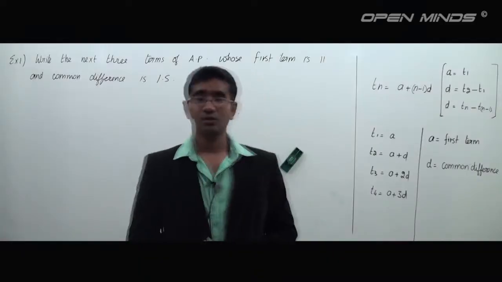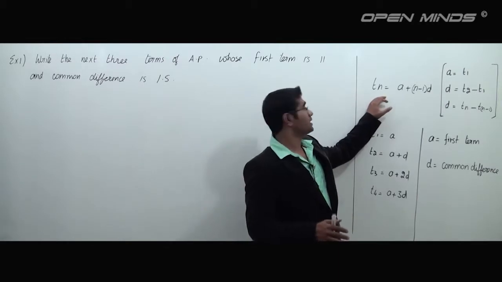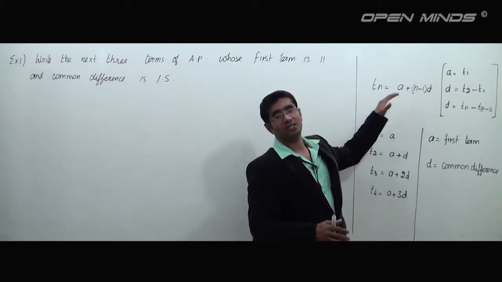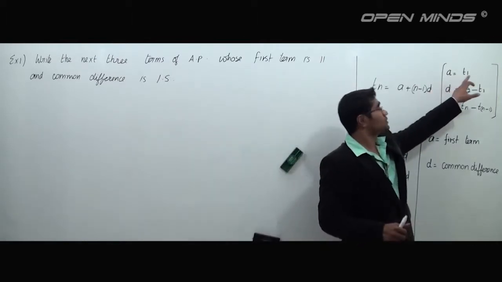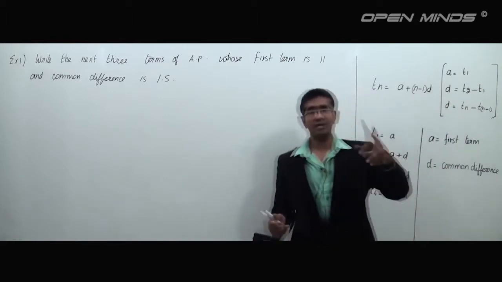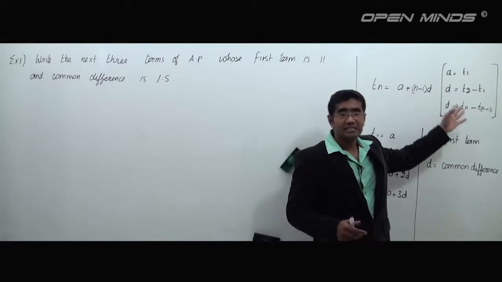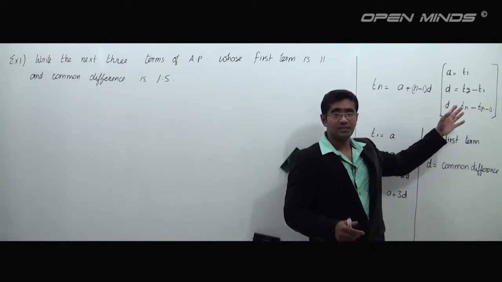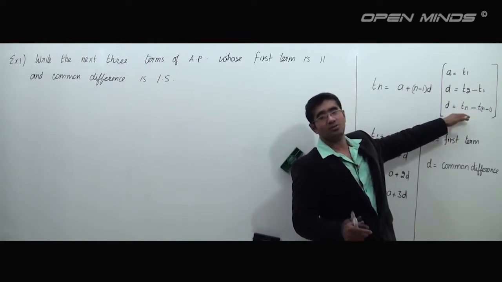Well guys, in the previous video we answered that Tn, the nth term of an AP, can be given as a plus (n minus 1) into d. We derived this equation, right? And we also know that a is the first term, and d is the common difference. It is nothing but the difference between any two consecutive terms. It can be t2 minus t1, or t3 minus t2, or t4 minus t3, or in general tn minus t(n minus 1). So that is the common difference, right?